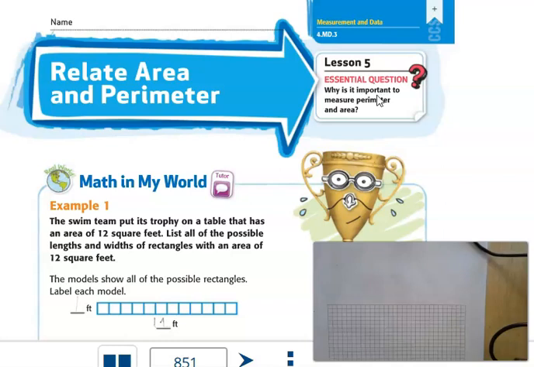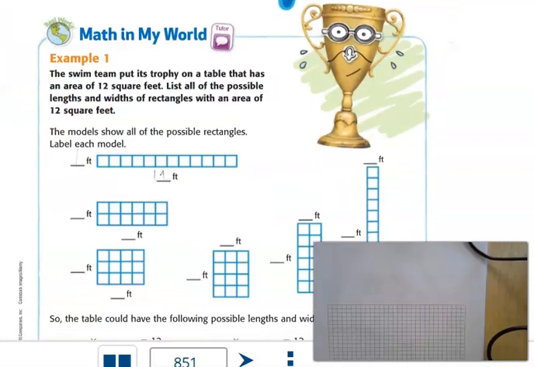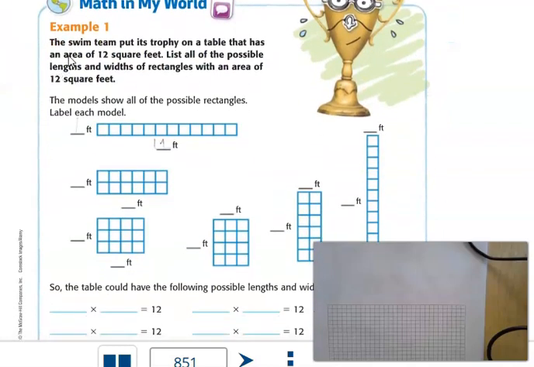Okay, chapter 13, lesson 5. Essential question: why is it important to measure perimeter and area? In this lesson we're relating area and perimeter. Our first example: the swim trophy is on a table that has an area of 12 square feet. List all the possible lengths and widths of rectangles with an area of 12 square feet.